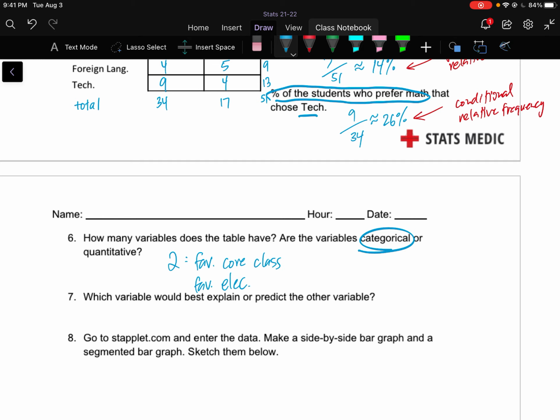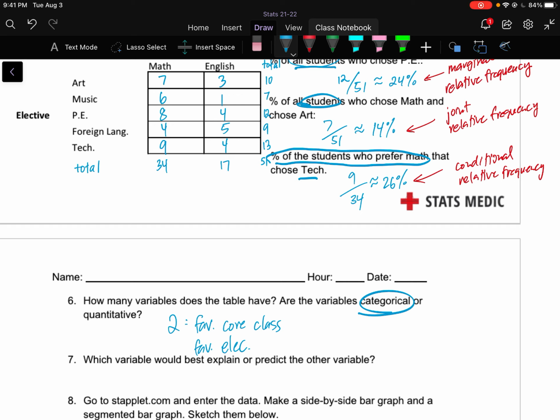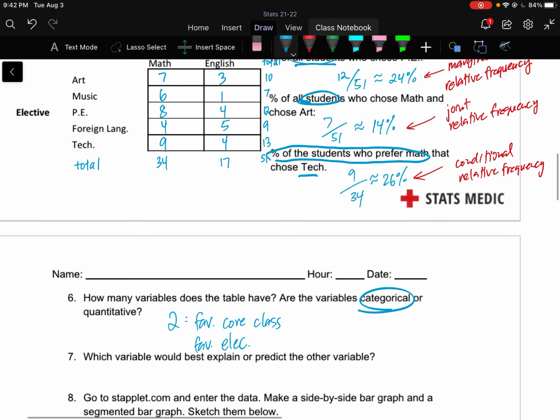All right, number 7. Which variable would best explain or predict the other variable? Okay, so the best way to think about this is which variable would you record, or would you know the response for first? And I would argue that people probably know at a very young age whether they like math or English better, right? You start learning math and English when you're in elementary school. You don't necessarily start learning foreign language or music at such an early age, but in kindergarten, you're already learning math and English. So I would argue that at a very early age, it's already established.